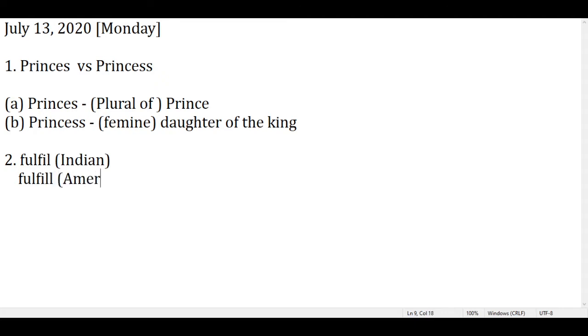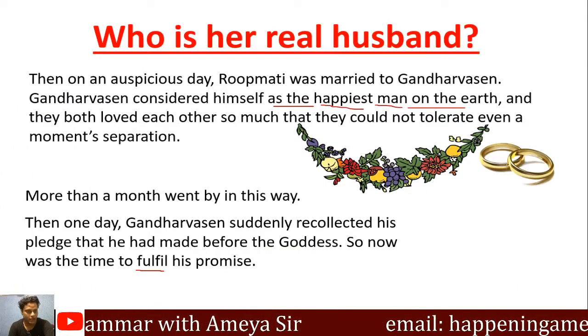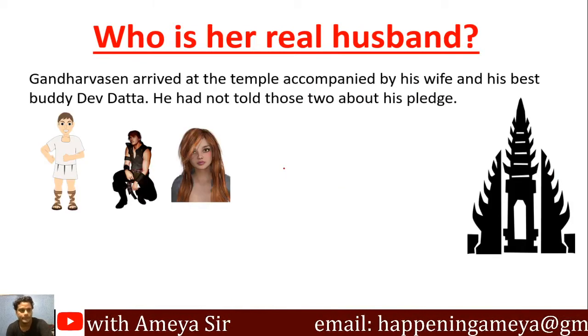F-U-L-F-I-L-L would be American. So please remember the difference. It's the same difference when you have words like color, C-O-L-O-R, American, and C-O-L-O-U-R, which is the Indian or British English. There is always this difference. So notice that in our PPT, the spelling used was Indian, F-U-L-F-I-L, fulfill his promise. Let's get back to the story.